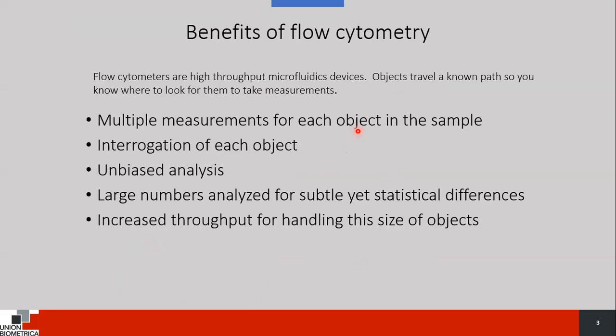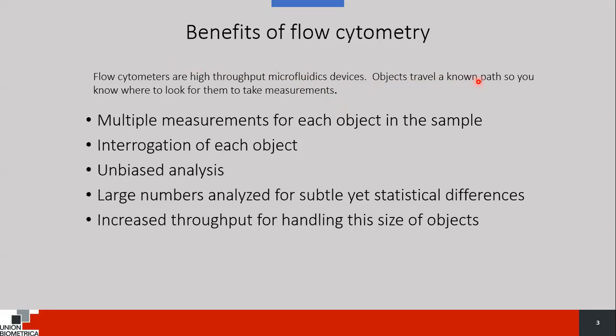What are the benefits of flow cytometry? I'd like to first of all point out that flow cytometers are high-throughput microfluidics devices where objects travel a known path so that you know where to look for them and to take measurements.